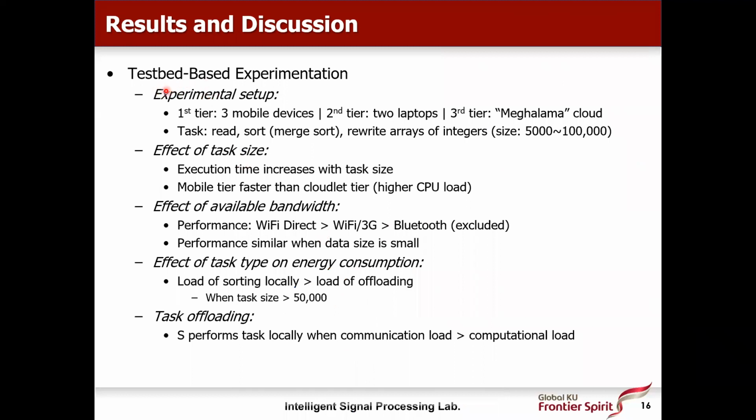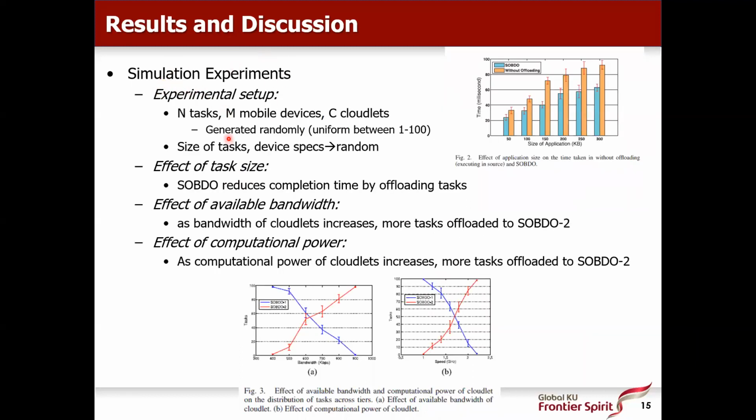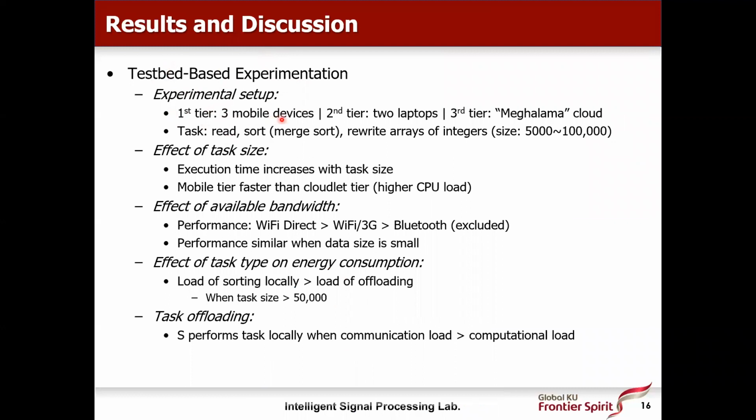Okay, and then besides the simulation experiments, they also did some testbed experiments. So this is using actual devices. The first tier was composed of 3 mobile devices, second tier 2 laptops, and third tier they used the Megalama cloud. And the task that they defined was to read, sort, and rewrite arrays of integers from size 5,000 to 100,000. And what they observed was that execution time increases with the task size.